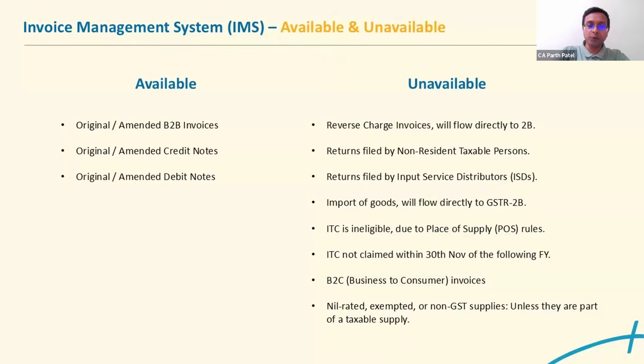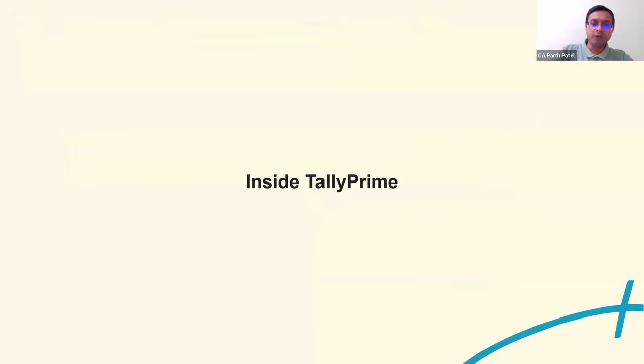So these are a few invoices, the types of invoices which are available in IMS and which are not available, that we should be knowing, so that we have accuracy in updating the status of bills, right? So let's understand how this will be taken care of by TallyPrime 6.1.